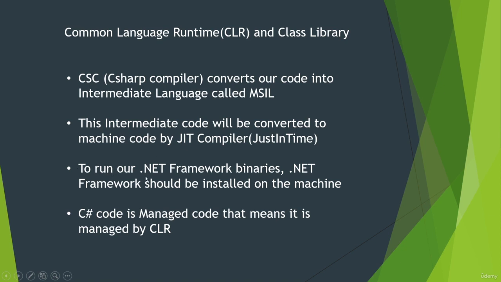To run our .NET Framework binaries, the .NET Framework should be installed on the machine. If there is no .NET Framework installed on that machine and we run our binary, it says the .NET Framework is required by the application. C# code is called managed code, which means it is managed by the CLR. The CLR manages everything, so that's why it's called managed code. Unmanaged code means code compiled from other languages like C and C++, which runs directly without any .NET Framework.